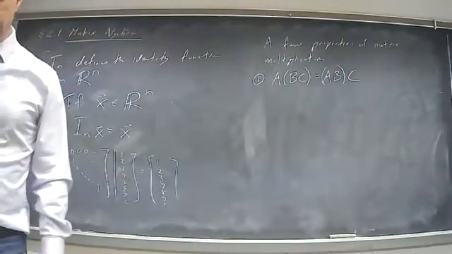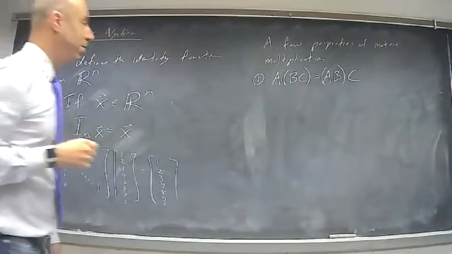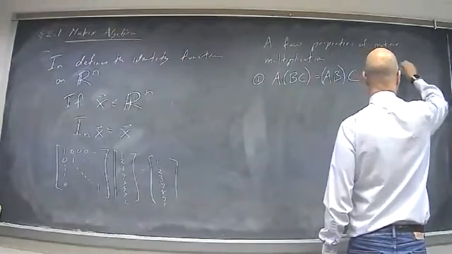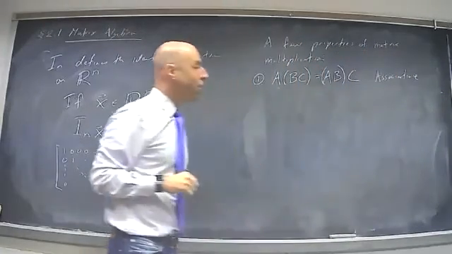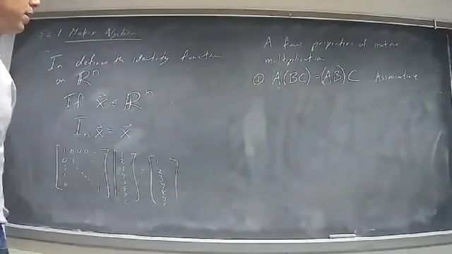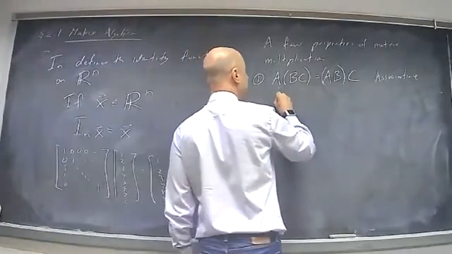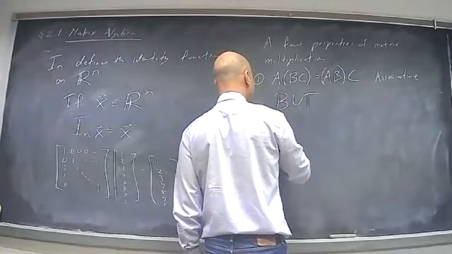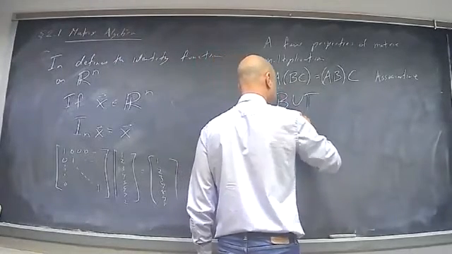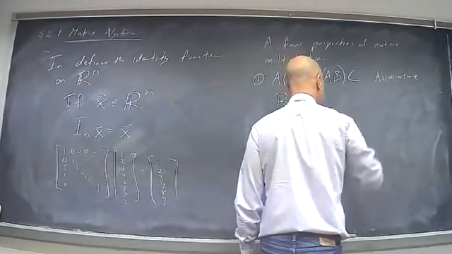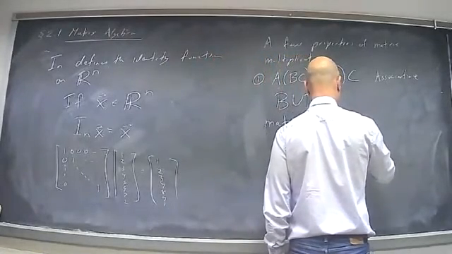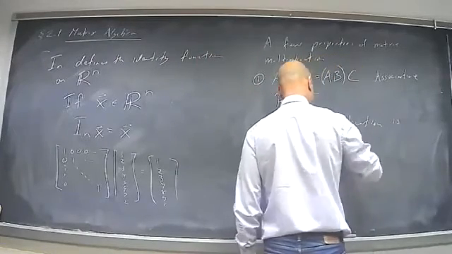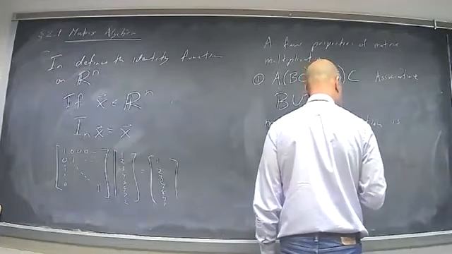Matrix multiplication is associative. You can group things however you want. But matrix multiplication is not commutative, even if you could do the multiplication in both directions. Multiplication is not commutative.